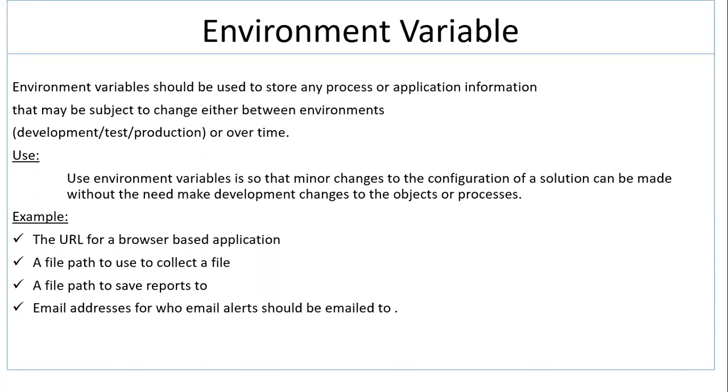So what is the use of an environment variable? Where exactly this comes into the picture is that an environment variable should be used to store any process or application information that may be subject to change between environments. When you push your code from a lower environment to a higher environment, from dev to UAT, prod and so on, there might be some scenarios or values which might change.